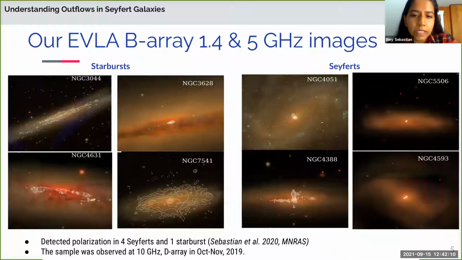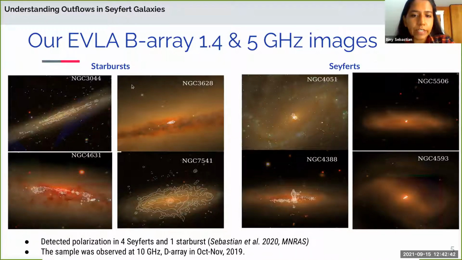So to answer these questions, we observed a sample of 9 Seyfert galaxies, along with a sample of 7 starburst galaxies, using the EVLA in full polarization mode at 5 and some at 1.4 gigahertz. On this slide, we present some of the EVLA images from our study. The background shows the color composite image of the optical host galaxy, whereas the white contours represent the radio continuum emission.